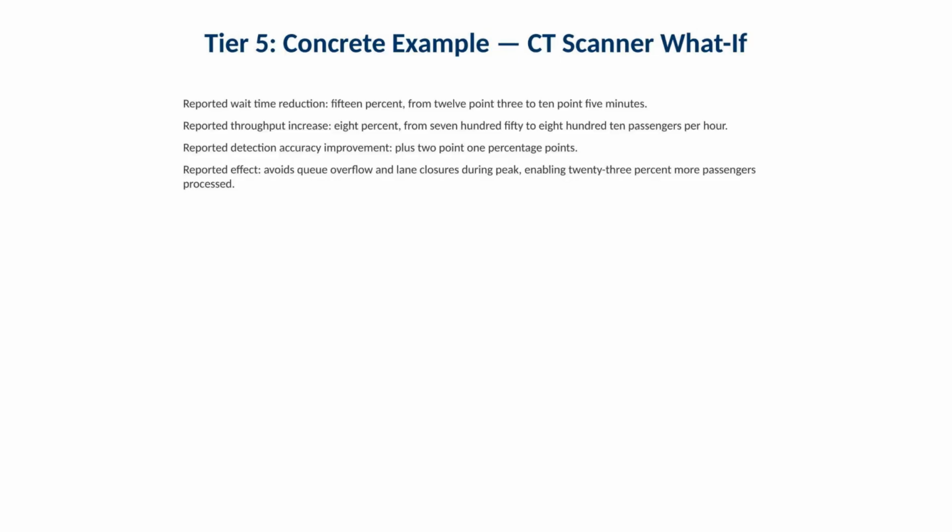In the reported CT scanner upgrade analysis, the simulation predicts a 15% reduction in average wait time, from 12.3 minutes to 10.5 minutes. Throughput rises 8%, from 750 to 810 passengers per hour, and detection accuracy improves by 2.1 percentage points. During peak travel periods, the upgrade prevents queue overflow that would otherwise force temporary lane closures, enabling the checkpoint to process about 23% more passengers while maintaining service levels.